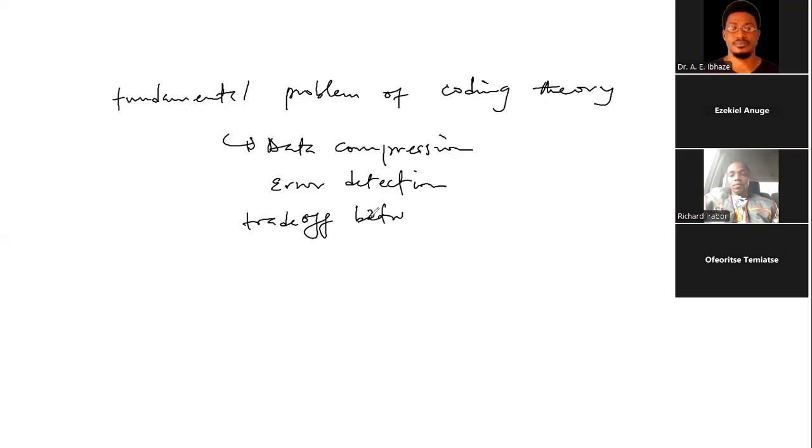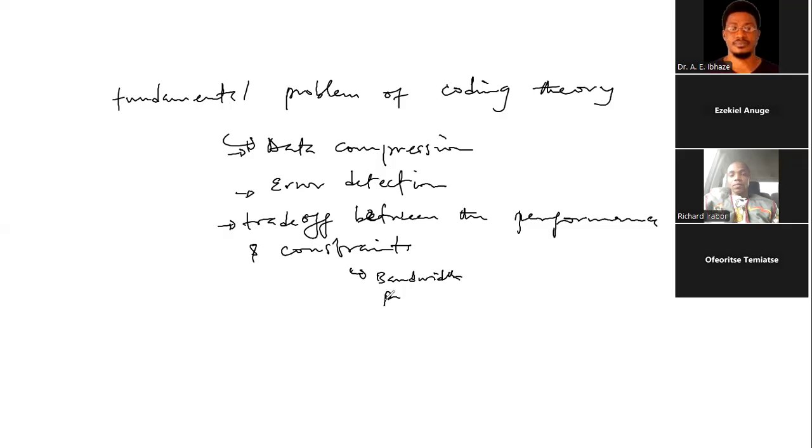Trade-off between the performance and constraints. And what constraints are we looking at? Because so many things. That is the limited computational power, or bandwidth, maybe memory resources. Okay. Talking about bandwidth, power, and other resources, right? Okay. Perfect.